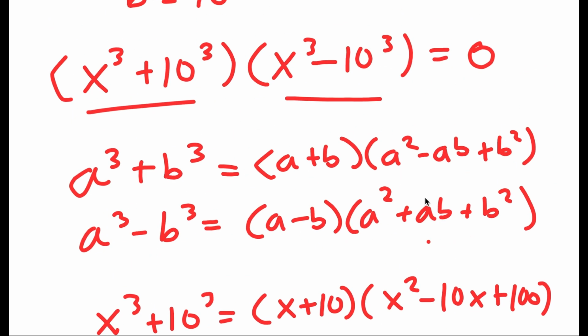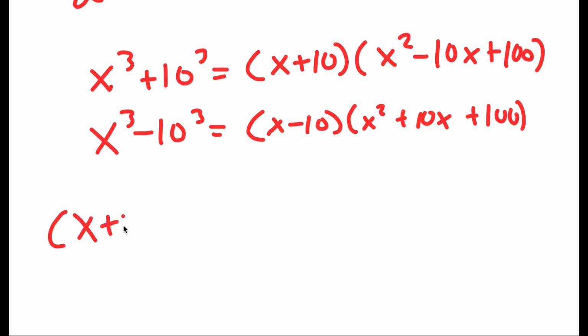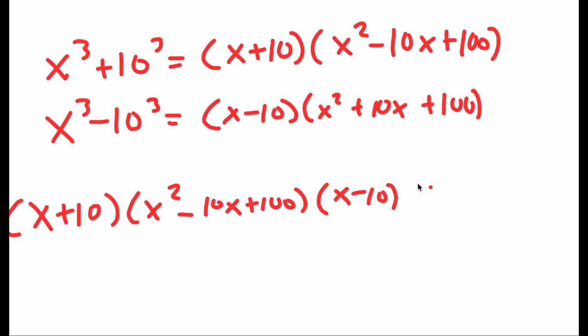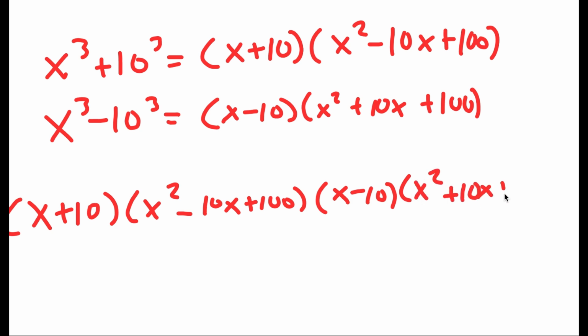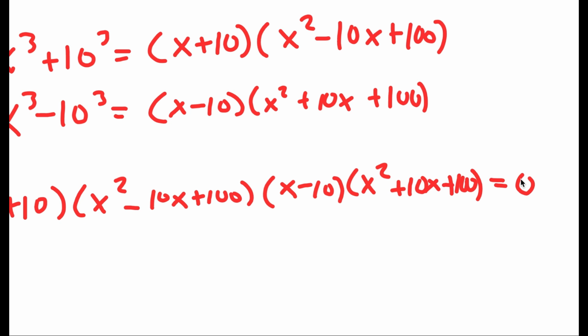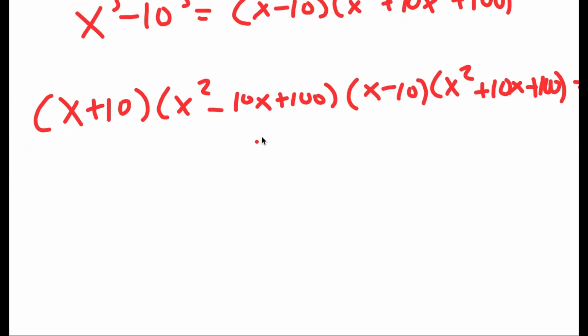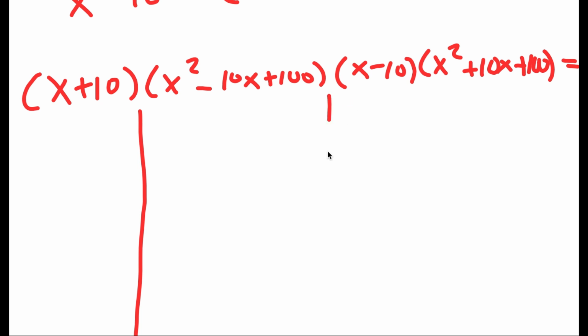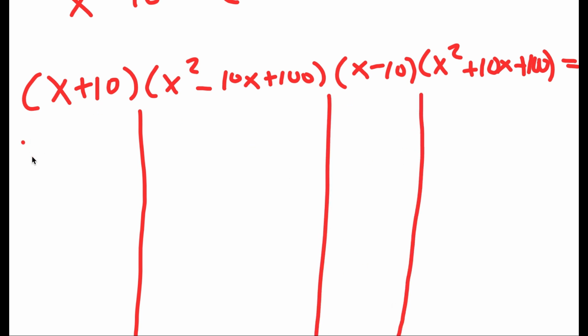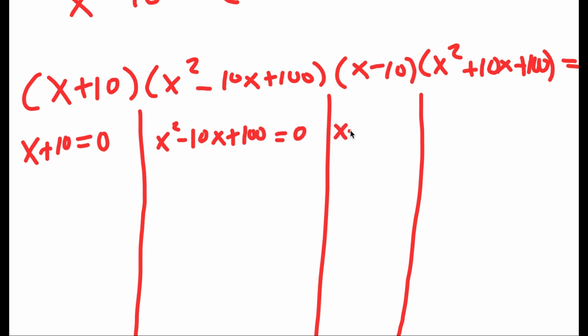So this means that I have x plus 10 times x squared minus 10x plus 100 times x minus 10 times x squared plus 10x plus 100 is equal to 0. And this gives me four separate equations. So I have x plus 10 is equal to 0, x squared minus 10x plus 100 is equal to 0, x minus 10 is equal to 0, and x squared plus 10x plus 100 is equal to 0.